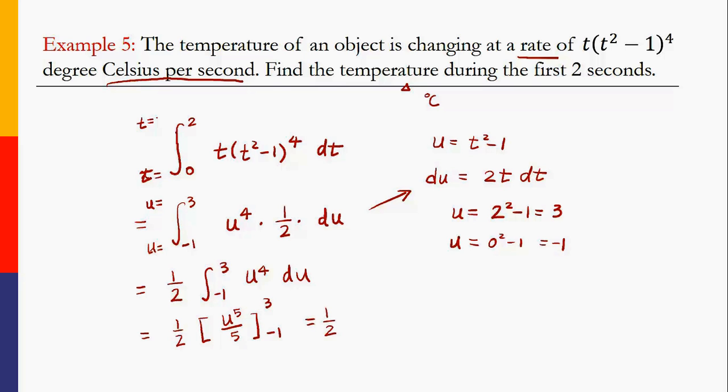So we have 1/2 times 3 to the 5th power divided by 5, which is 243 over 5, minus negative 1 to the 5th power divided by 5, which is negative 1 over 5. So the final answer would be 122 divided by 5, which equals 24.4 degrees Celsius.